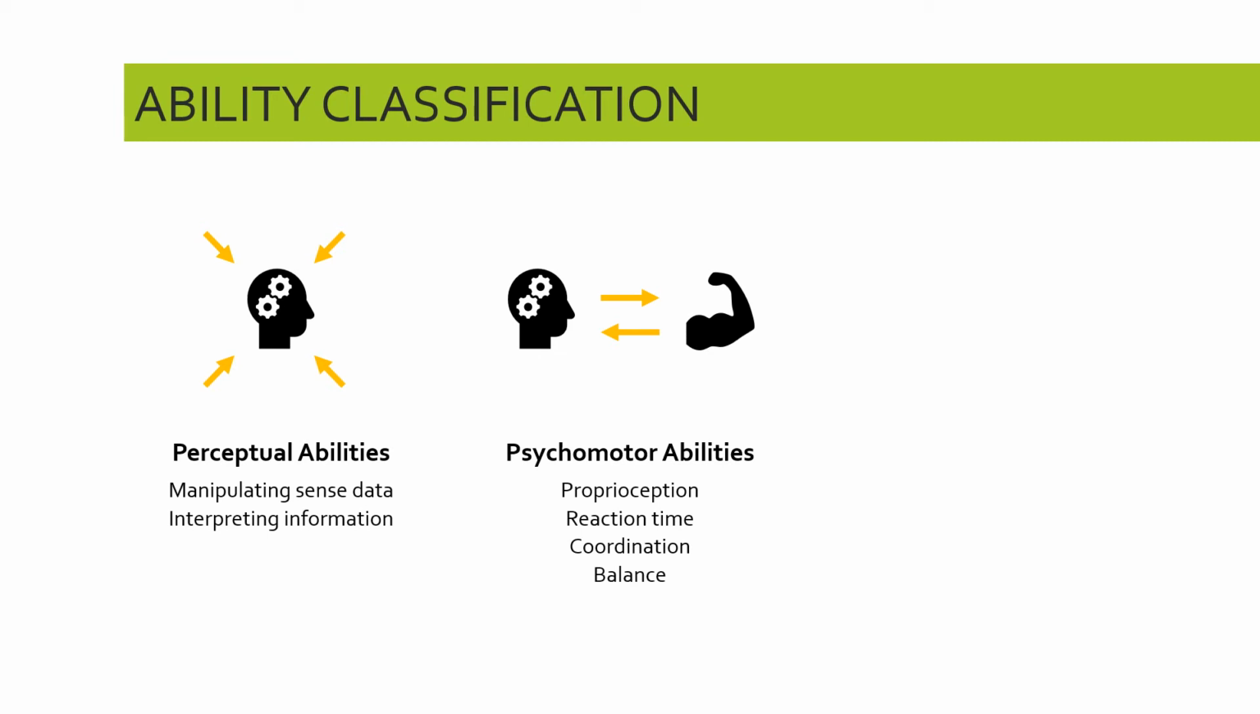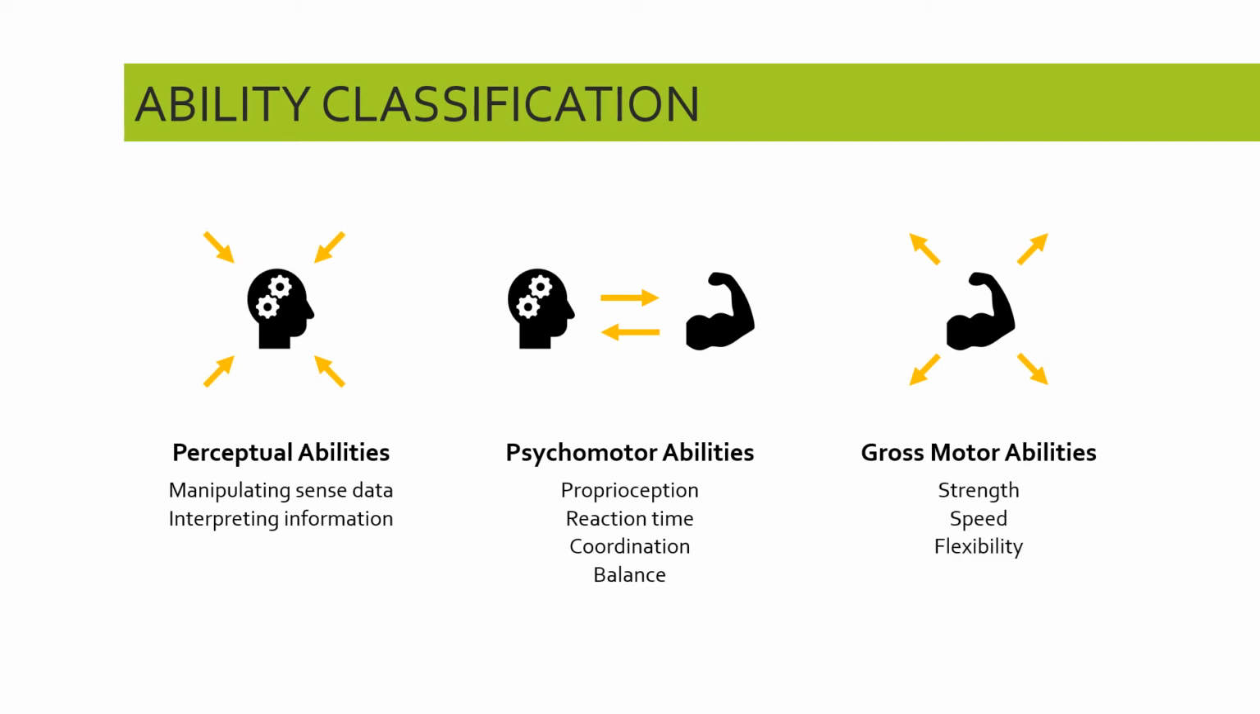So the third and the final category is gross motor abilities. So these abilities would be things like strength, speed, flexibility, and they underpin a lot of the bigger movements that we see in sport, like jumping, running, swimming, and so on. So remember, we're talking about abilities rather than skills here. So we're talking about things that are innate, genetically predetermined features of your body that you will then draw upon to help you to produce a skilled performance.